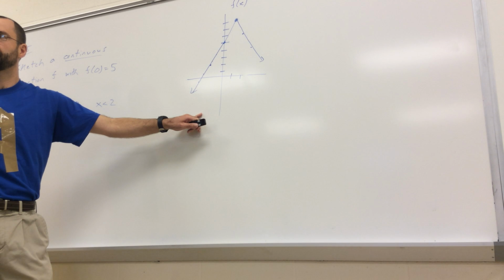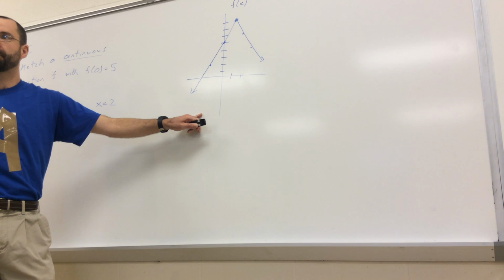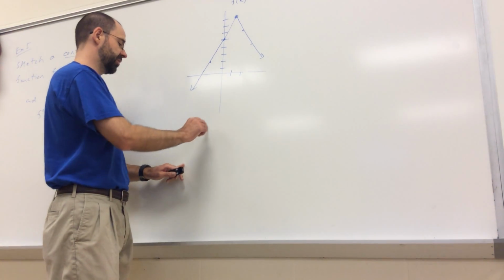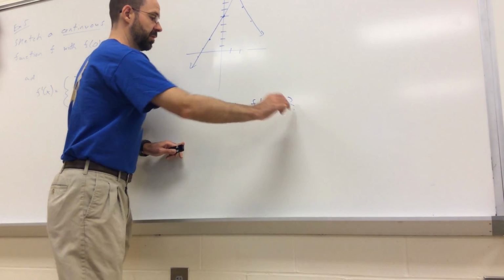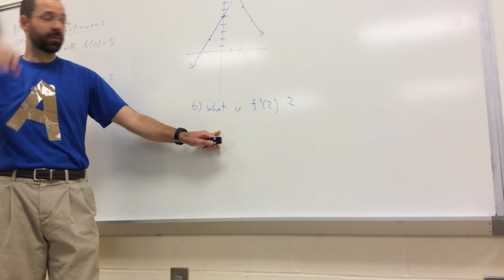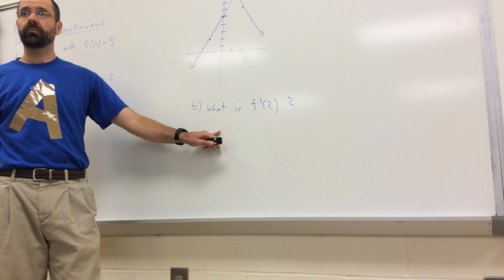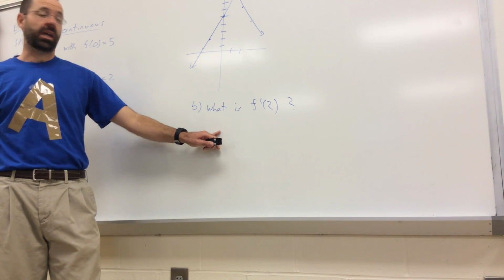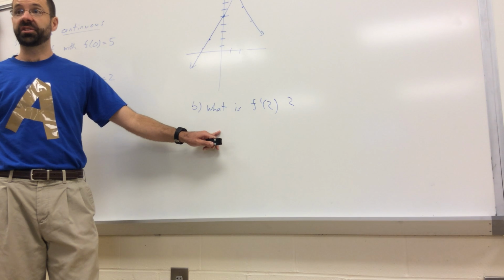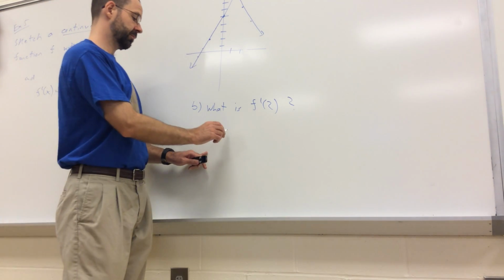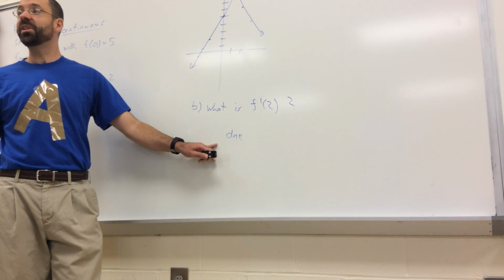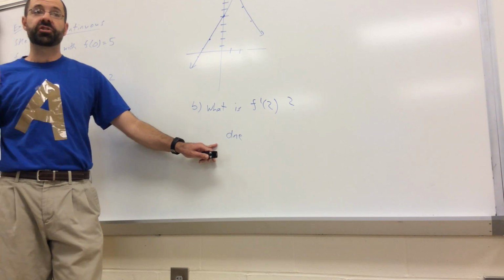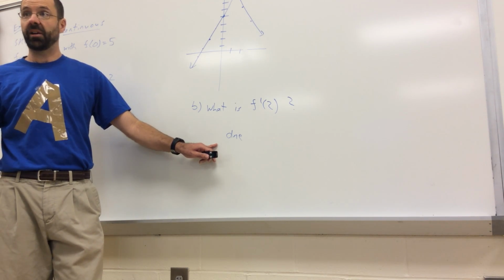Is everybody okay with that? Sometimes I get a little ahead of myself. Okay, so now my question is, what is f prime at 2? And f prime at 2 does not exist. And the reason it doesn't exist is because there's a sharp change in the slope there.